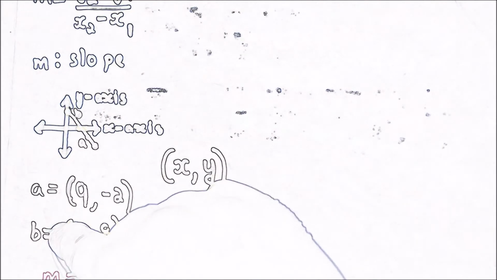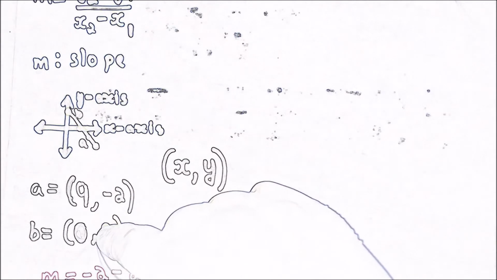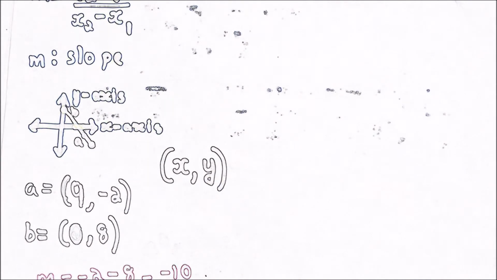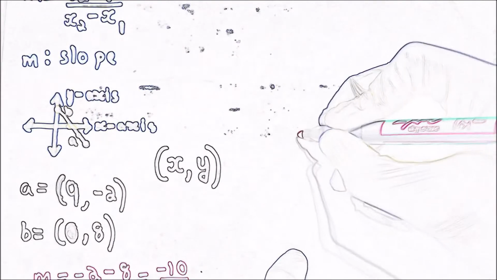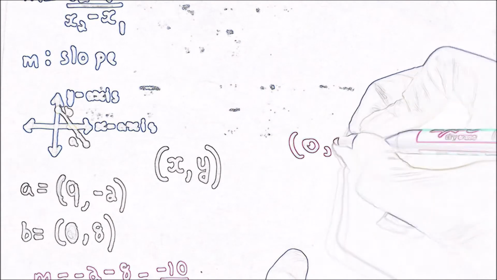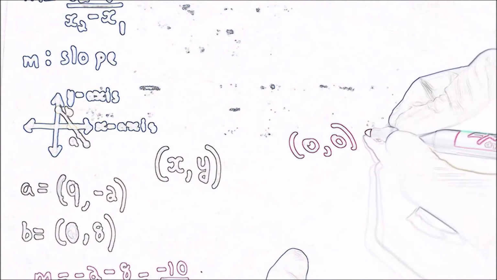So B here is the y-intercept. So y-intercept is the point where a line intersects the y-axis. So the value of x would always be 0, and it can also be 0 at y. So it would be the origin. It's called origin if it's 0, 0. So 0, 0 is called the origin.